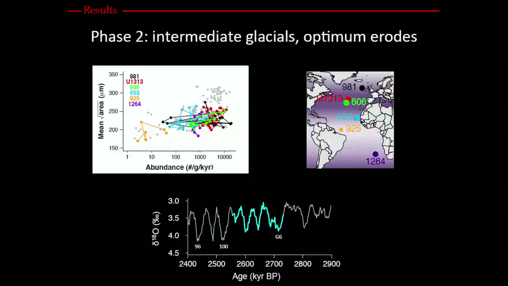Then further on in the interval, when we get the first glacial-interglacial cycles, we see that the optimum, what used to be an optimum in the mid-latitudes, has now disappeared. So they're all sort of merging towards the same size. And then the equator site is still not doing very well.